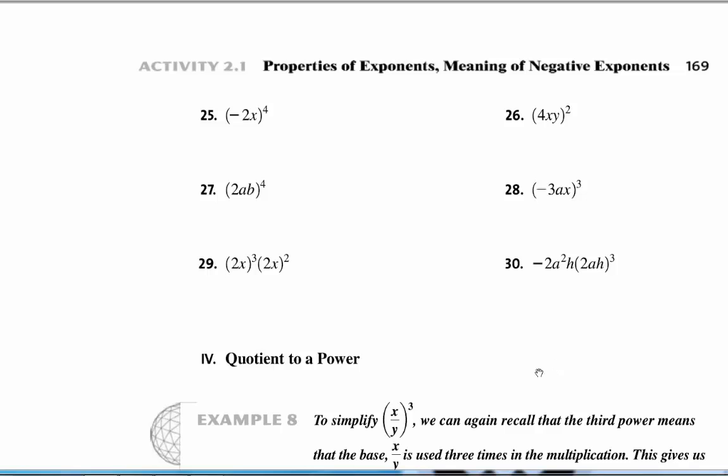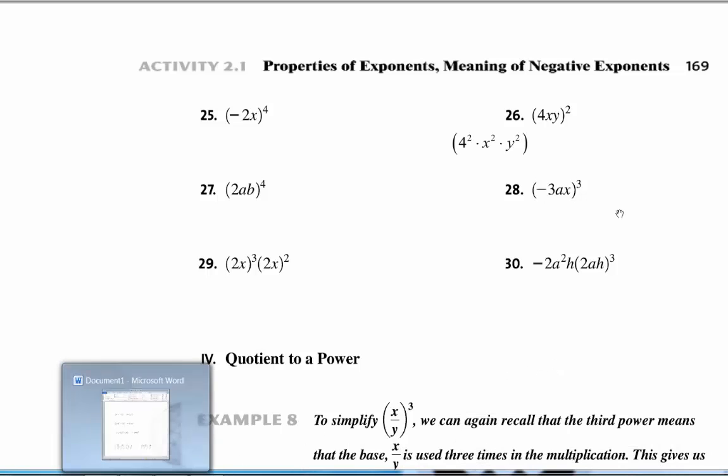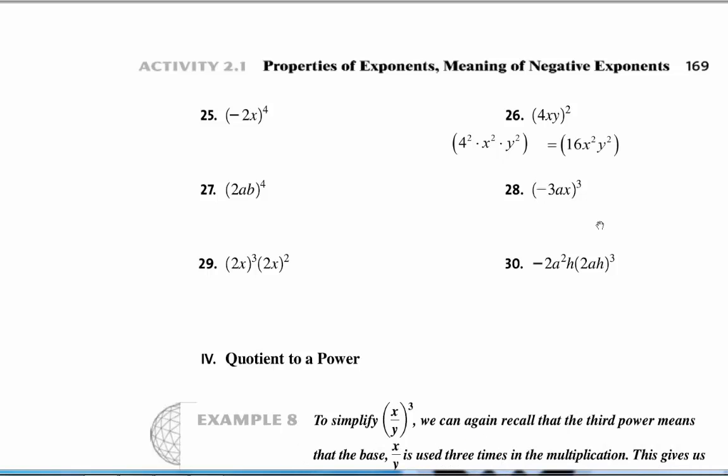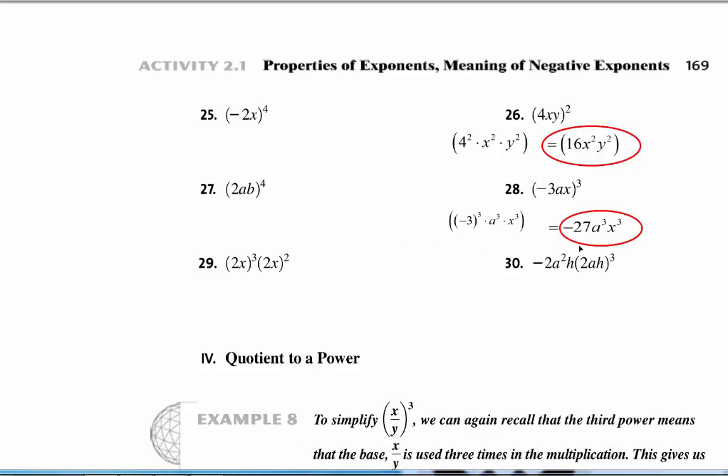Let's try 26. So again, I start by raising each factor to the second power. Then I clean this up, and you're left with 16x squared y squared as your final answer. When we work with 28, again, I'm going to raise each factor to the third power and clean up wherever I can, right? Negative 3 times negative 3 is positive 9, times negative 3 is negative 27, and then we are left with the a cubed x cubed as my final answer.